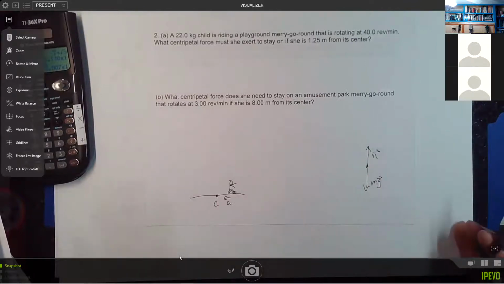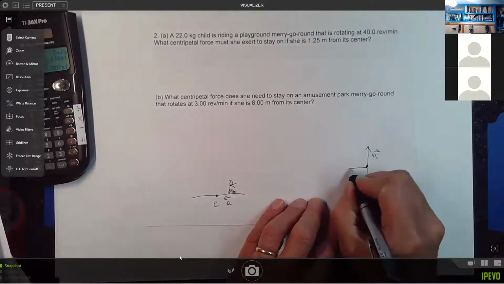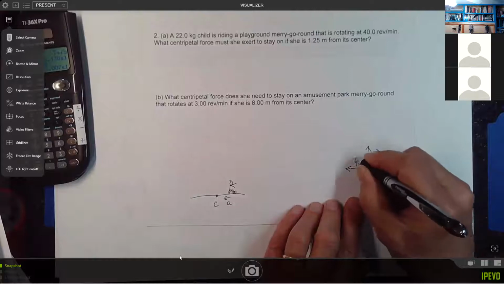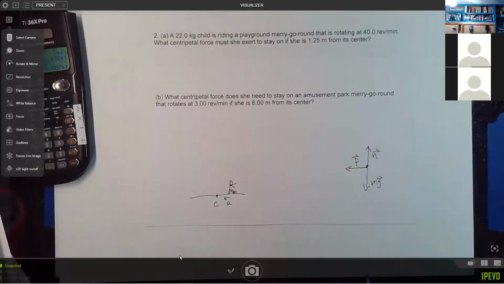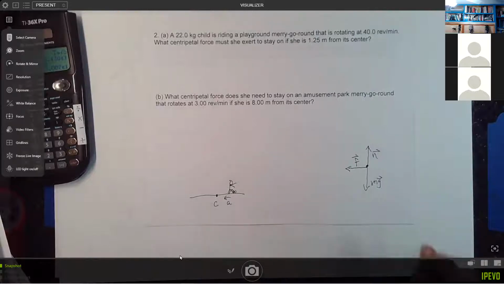There's got to be another force, and that force is the frictional force that's provided by the contact between her and the merry-go-round. If there was no frictional force, she would be flung off the merry-go-round at whatever speed it's spinning where she happens to be.